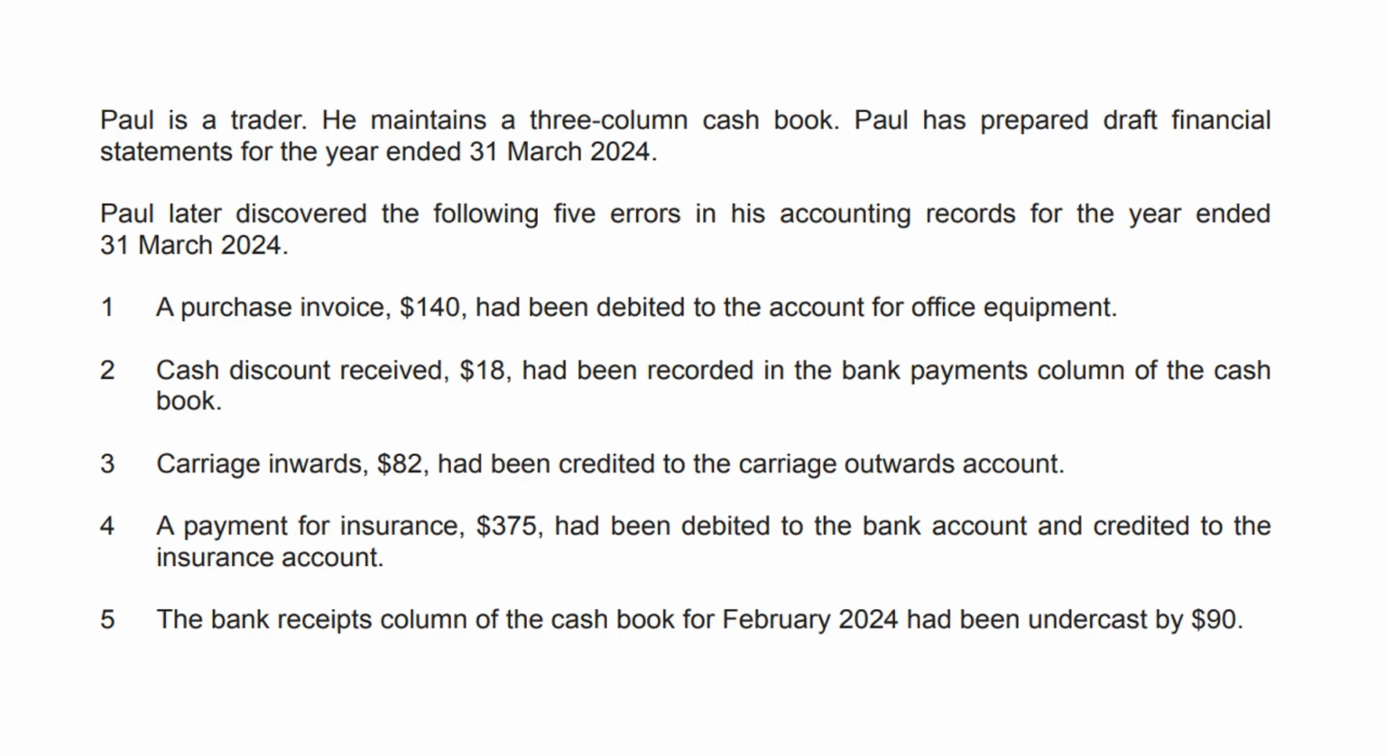The third error, carriage inwards $82 had been credited to carriage outwards account. Both carriage inwards and carriage outwards are expense accounts. So the right entry is debit to carriage inwards, but what you have done is you have credited carriage outwards. So we have to get rid of this carriage outwards credit entry, and also we have to pass a debit entry to carriage inwards. This is the right one, this is the wrong one.